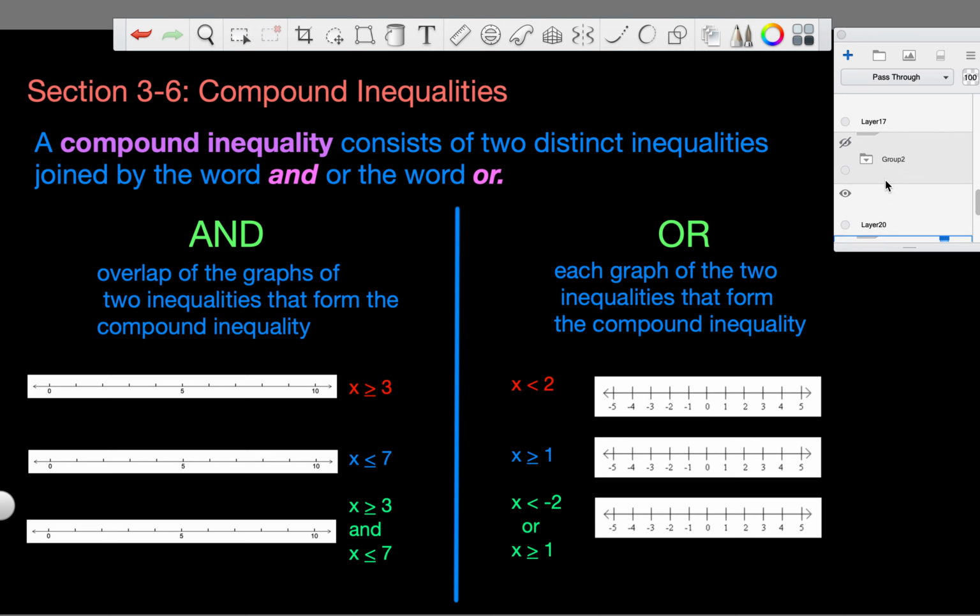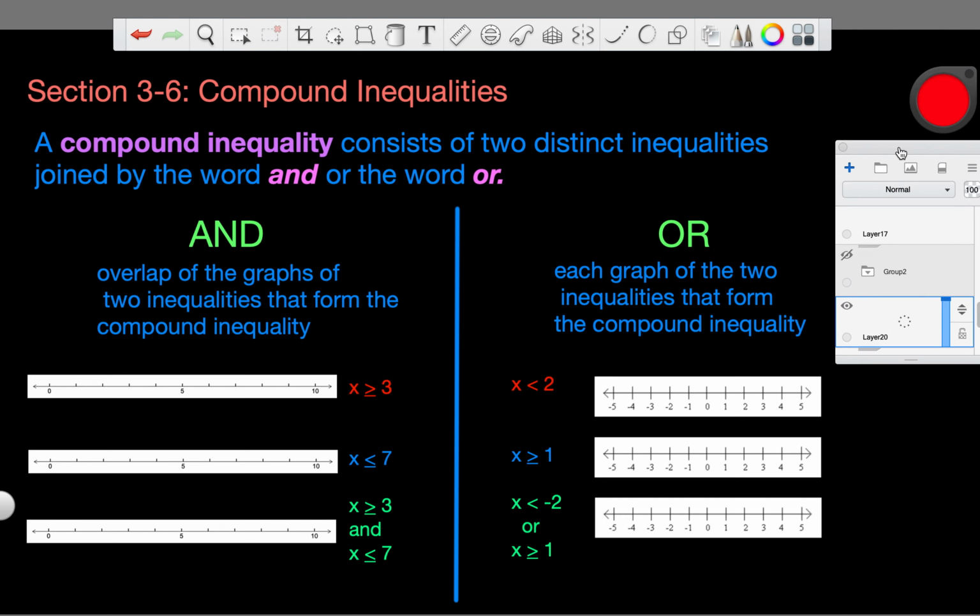All right, guys, so we are going to be working on 3-6 compound inequalities today. All that this means is compound inequalities means that there's more than one inequality and they're either joined by the word and or by the word or. So first of all, let's work with the and side.